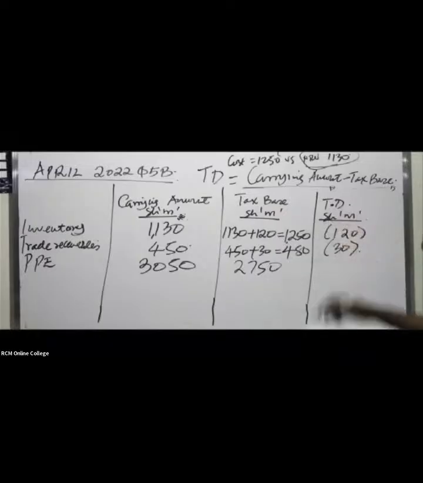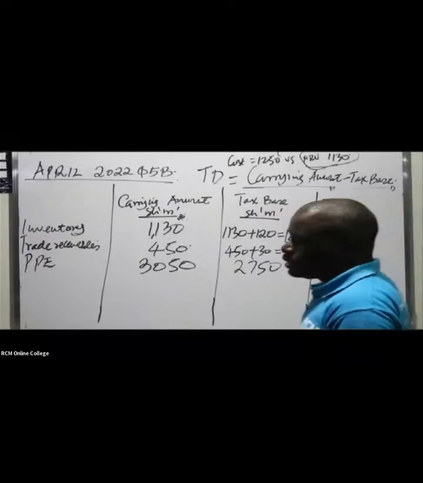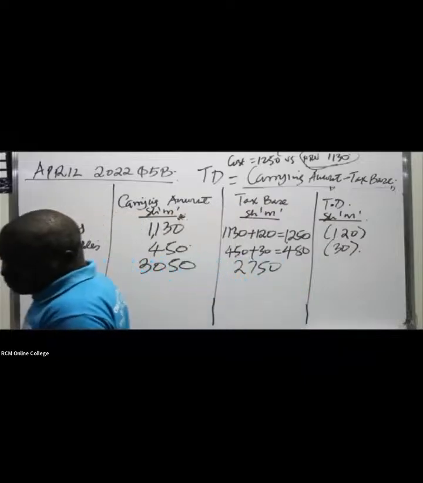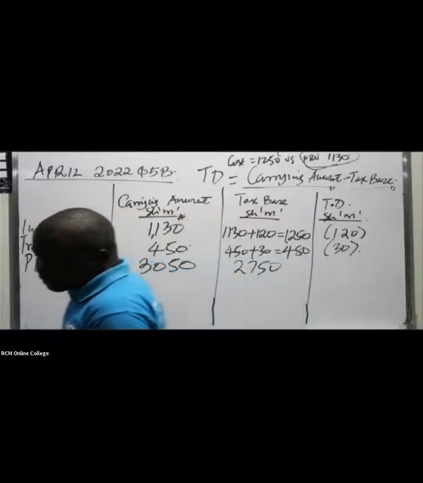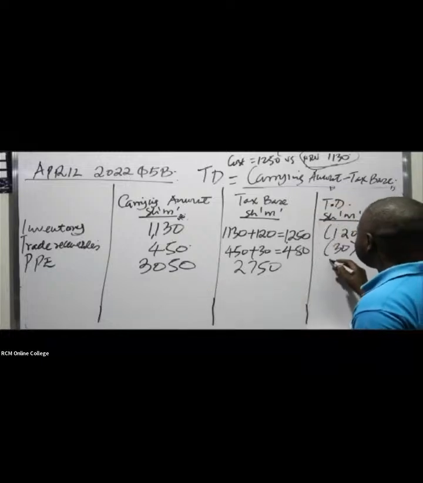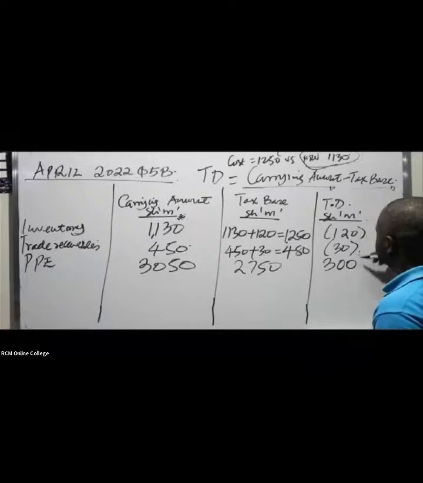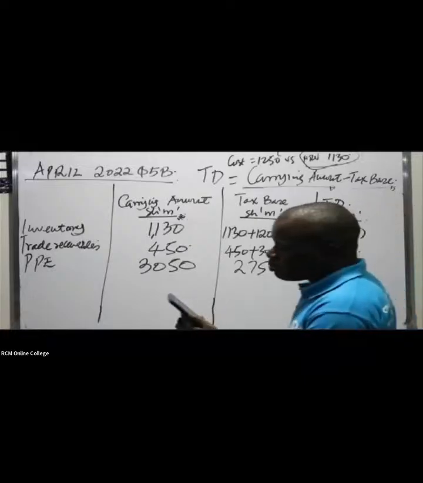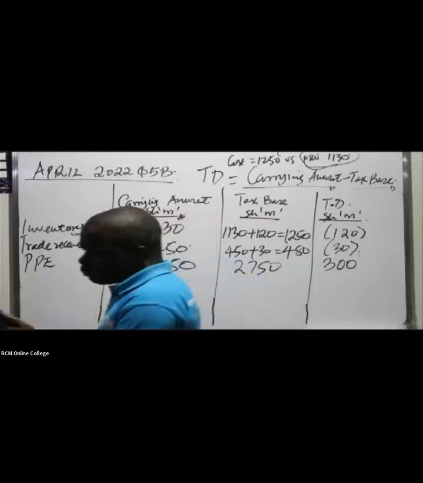Give me the TD. The TD is how much now? The TD is 300 because you minus. It is positive now, which means it is taxable. It's a taxable temporary difference. It's not deductible like these ones. This one is a taxable one. But that statement is not yet complete.